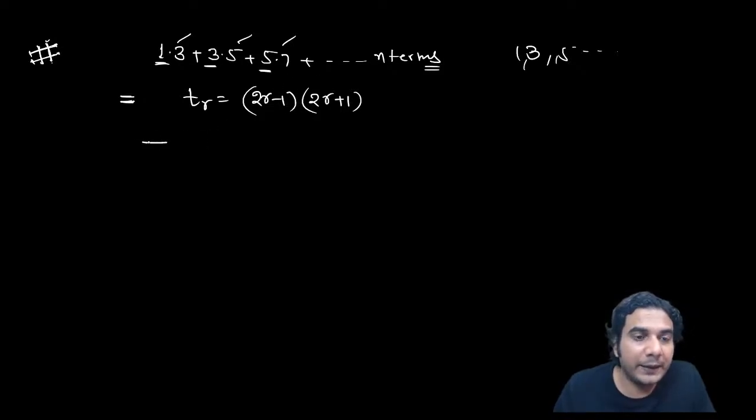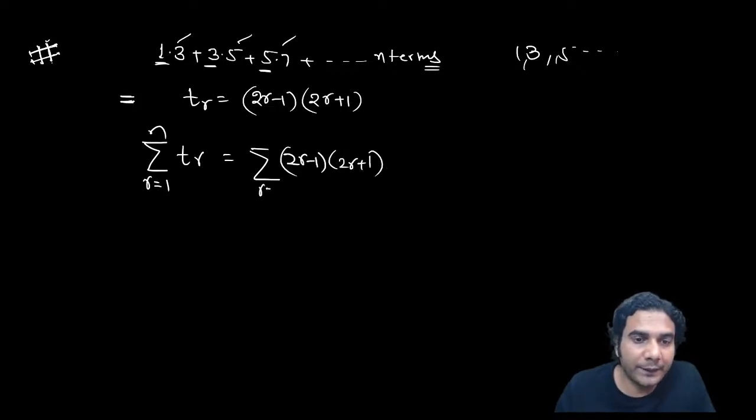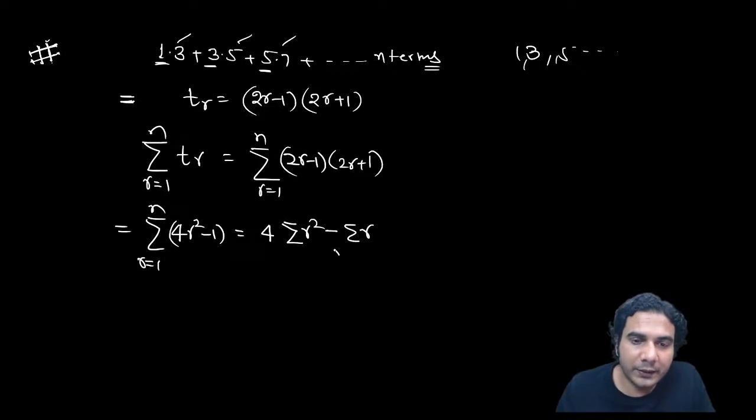After writing the rth term you can put this in sigma. So sigma tr you need, r from 1 to n. After applying this you can get sigma of 2r minus 1 into 2r plus 1, r from 1 to n. Now use those values which I have just told you. So first apply the property. It is going to be 4r square minus 1, distribute sigma, and applying the property you can write 4 outside. So you can write it this way: 4 sigma of r square minus sigma of r, r from 1 to n.